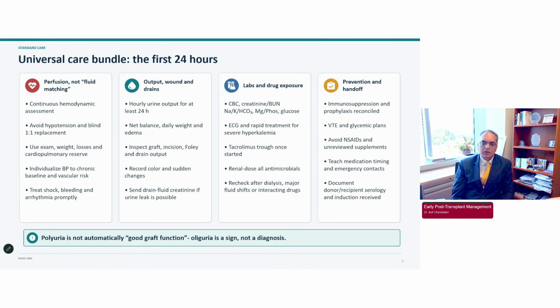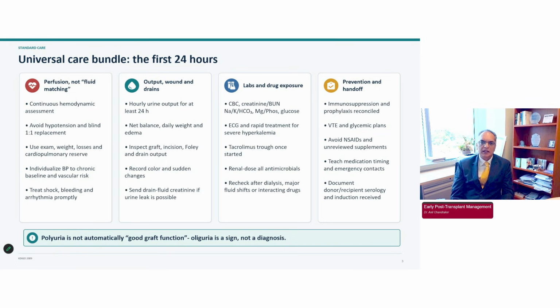The important thing to remember here is the chronic baseline, and also where the donor kidney is coming from. A kidney from a hypertensive donor may not like normal blood pressure. So you have to take this into account when you're looking at what is the target blood pressure for that individual patient. Of course, drains, wounds, output are really important.